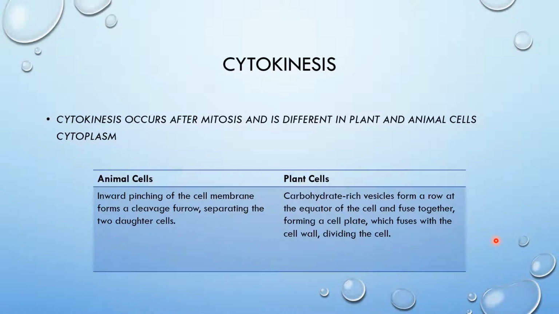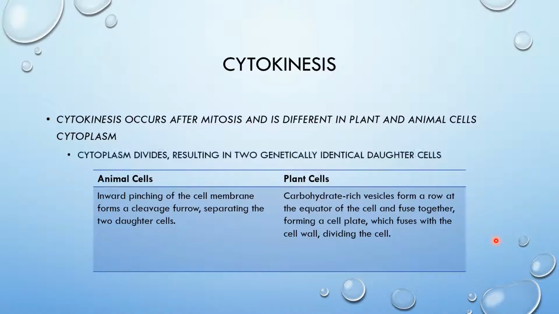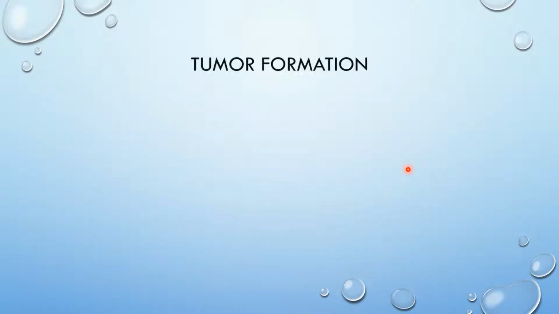And taken directly from the IB booklet, cytokinesis occurs after mitosis and is different in plant and animal cells. The cytoplasm divides, resulting in 2 genetically identical daughter cells. And as I said earlier, a little too fast, cytokinesis in animal cells is this, cytokinesis in plant cells is this. Basically, cytokinesis in plant cells is a little more complex because there is also the cell wall that must be divided. But make sure you know both cytokineses.